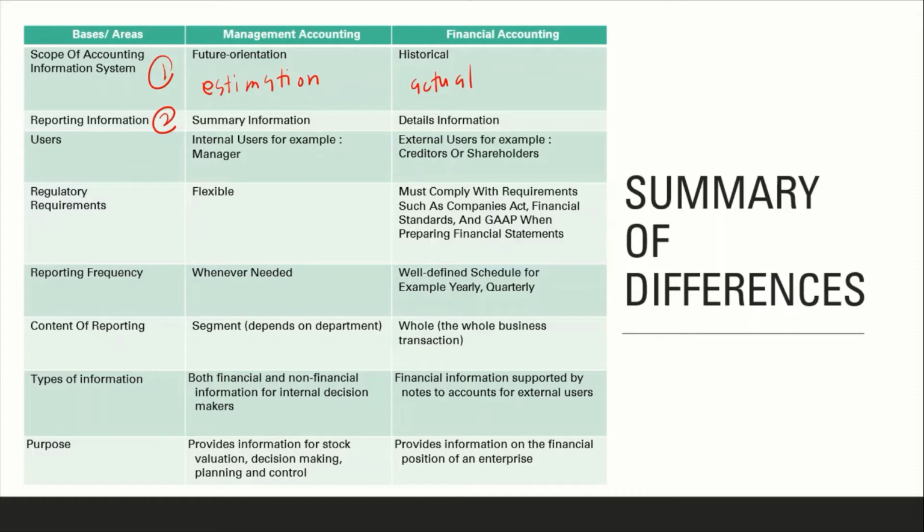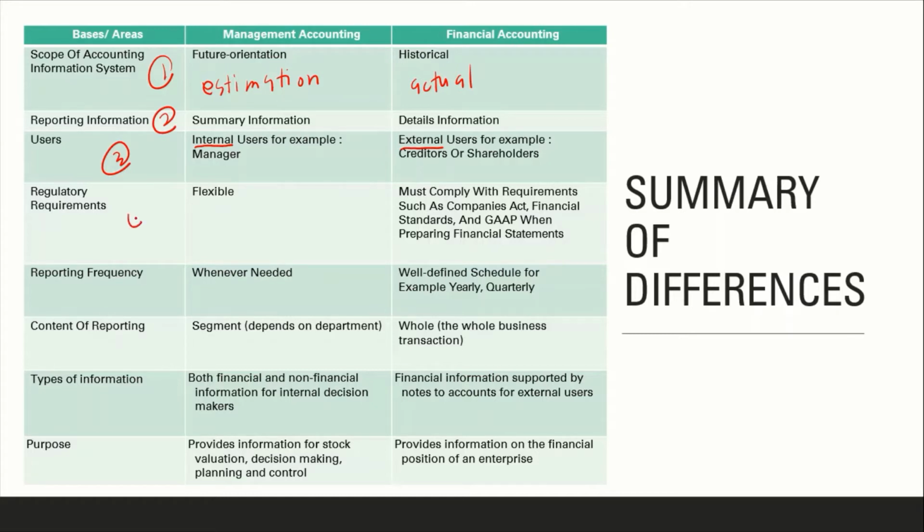Management accounting summarizes information, while financial accounting has detailed information. So in management accounting, you summarize the information that is made for planning, while in financial accounting, you detail out the actual transactions that happen. Okay, so as I stated before, the third one, users, they focus on different users. Management accounting focuses on internal users, while financial accounting focuses on external users.